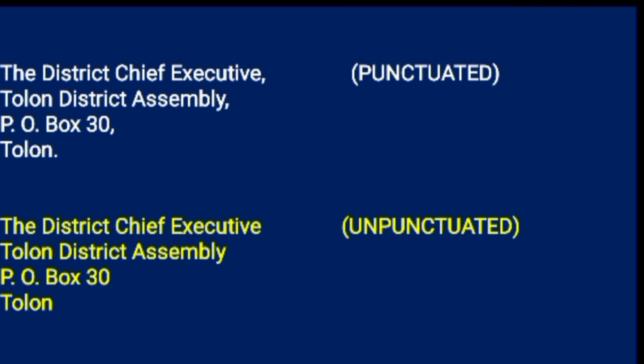Then P.O. Box 30, which is the postal address. And then we have the name of the village being Tolon. And then our punctuation goes like this. The first line takes a comma, the second line takes a comma, the third line takes a comma, and the last line takes a full stop. Please, if you decide to add the region or the district, make sure you place your full stop on the last line. You can also choose to use the unpunctuated method.